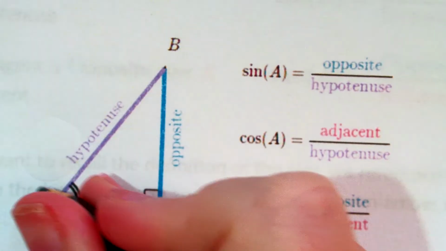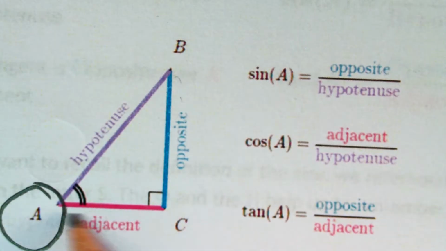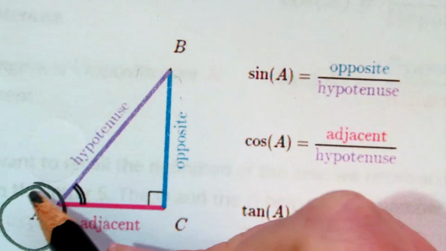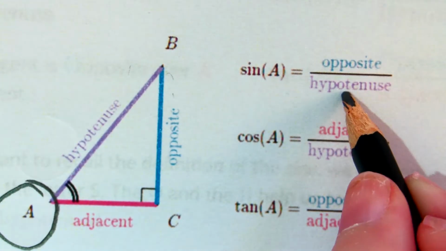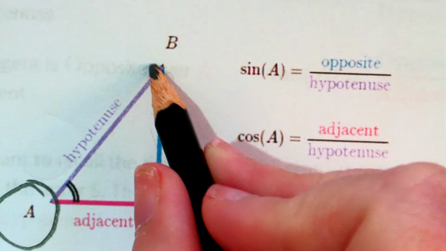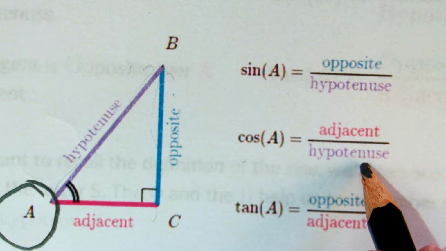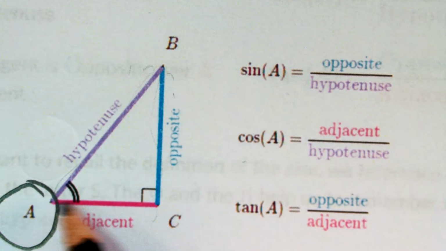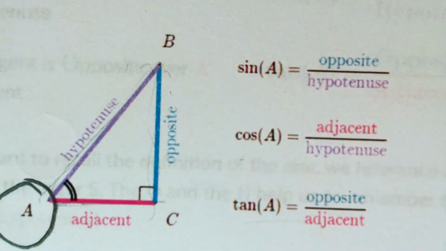So this is how we define them. If we're using angle A, this is opposite, this is adjacent, next to, and this is the hypotenuse. Sine of A is opposite over hypotenuse. Cosine is adjacent over hypotenuse, and tangent is opposite over adjacent. And we're talking about the lengths of those sides.